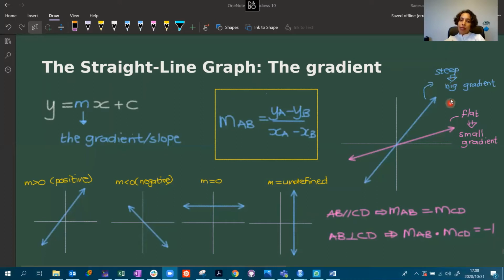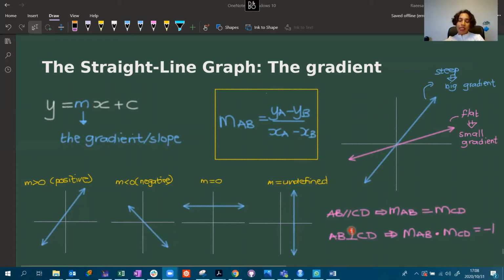Another thing that we can interpret about the gradient is how big it is, the number. If the number is very big, let's say 100, then our line is steep. So the bigger the gradient, the steeper it is. And the smaller the gradient, let's say a half, then we can expect a flatter graph. The smaller the gradient, the closer it is getting to 0, and that means the flatter it is going to look. The bigger the gradient, the closer it is getting to infinity, and the more vertical it will look. So those are the different ways that you can interpret the gradient.